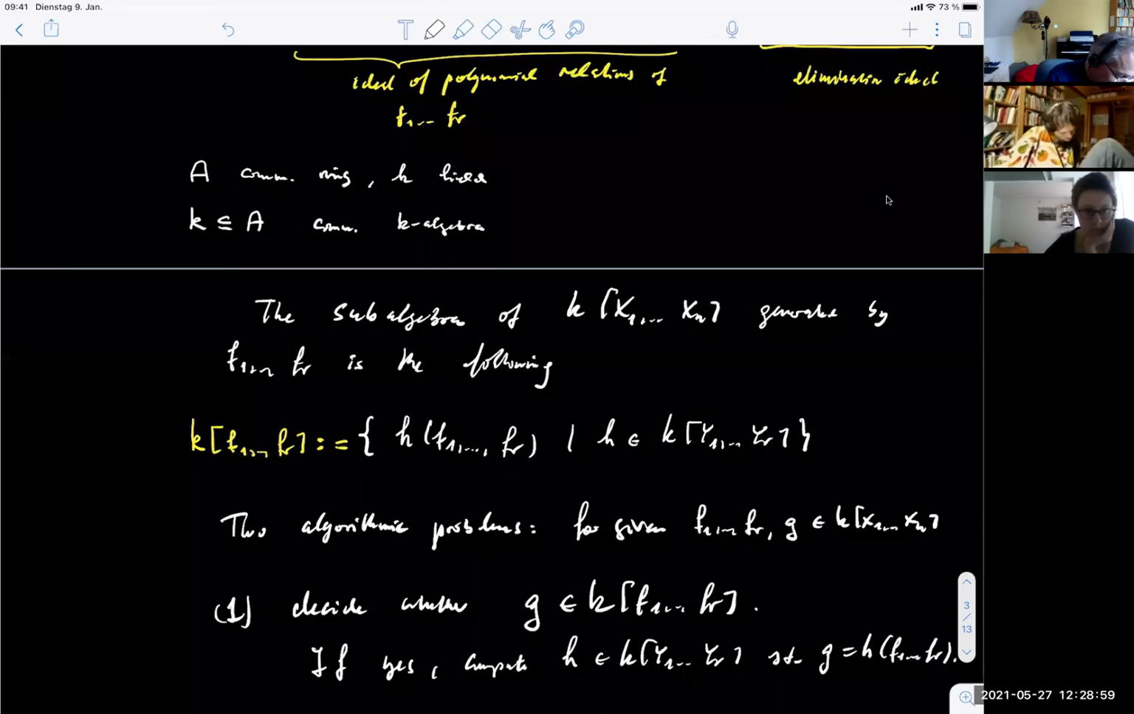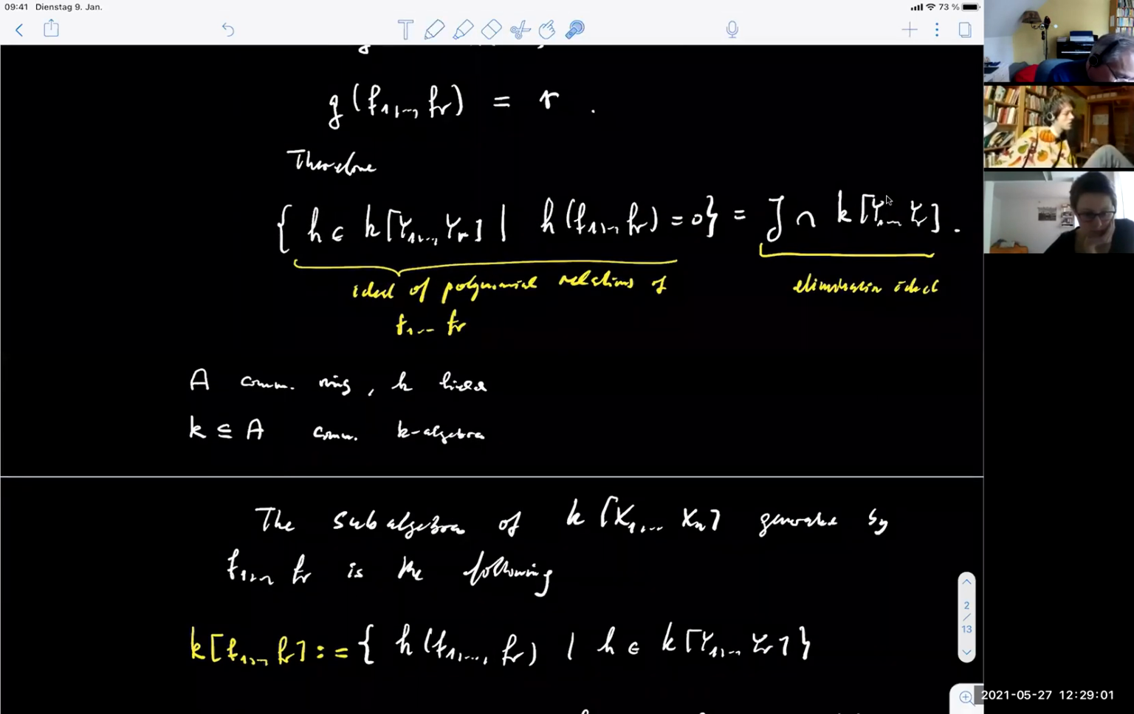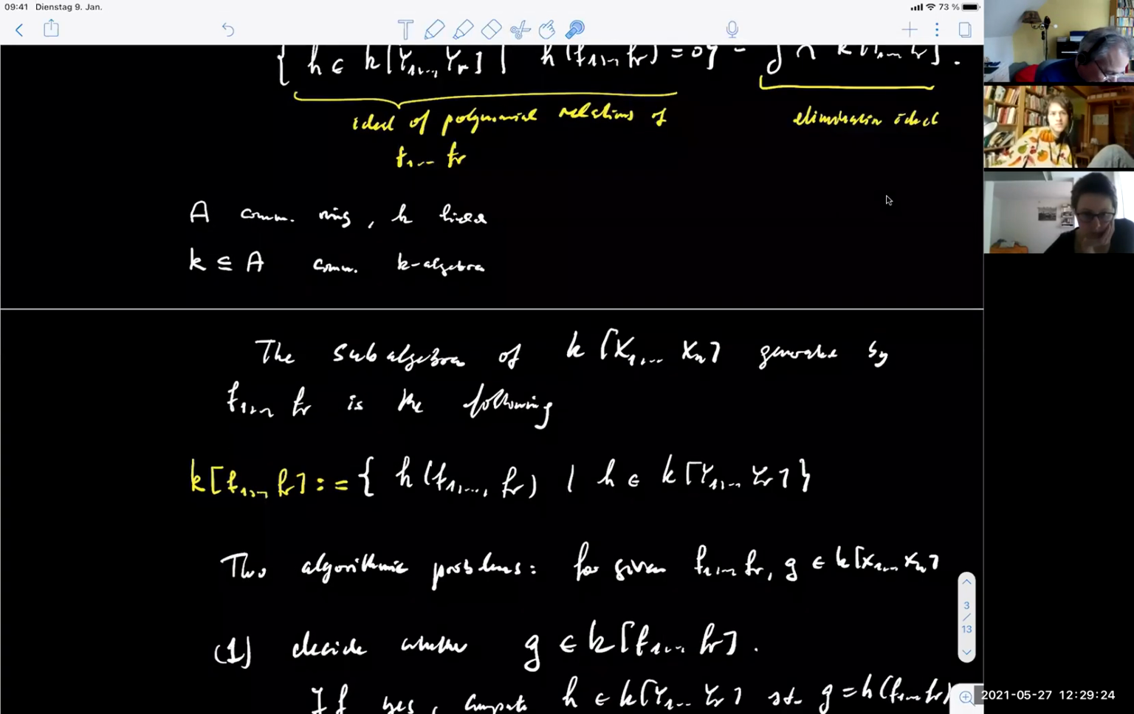The relations are captured by this ideal of polynomial relations. A relation is such an H, and it's an ideal. And how do I describe an ideal? By giving generators. So I need to compute generators. But before we noticed, this is an elimination ideal, and we know how to do it, in principle. But we know how to solve it.